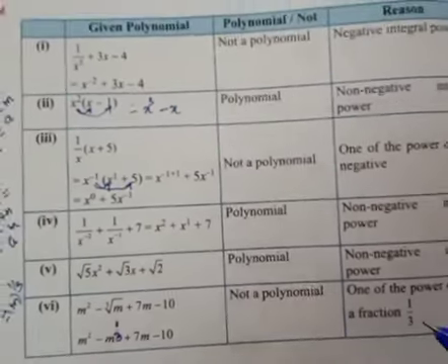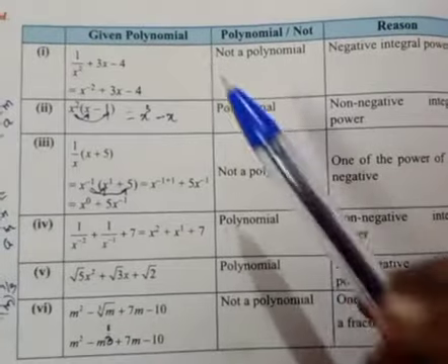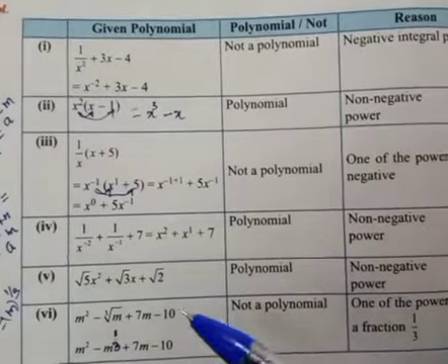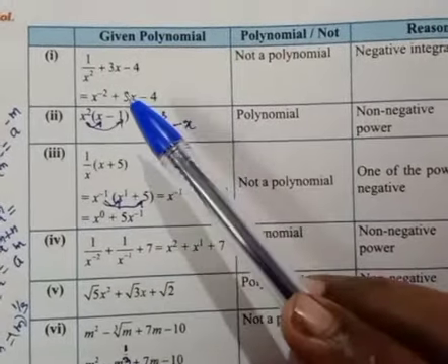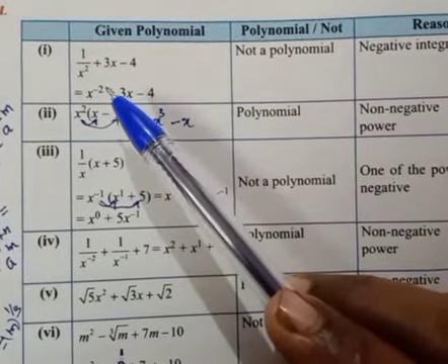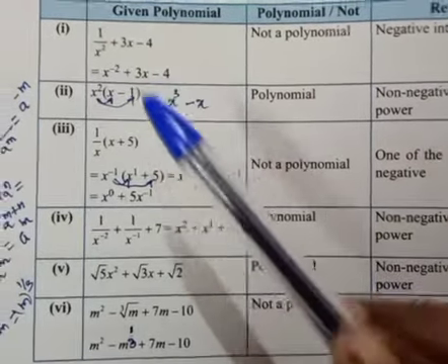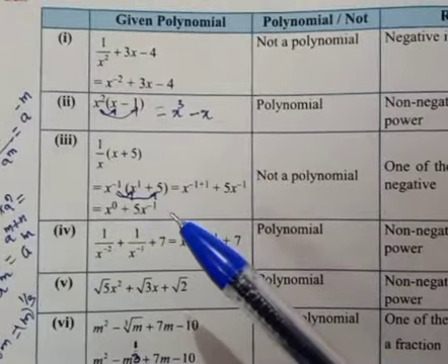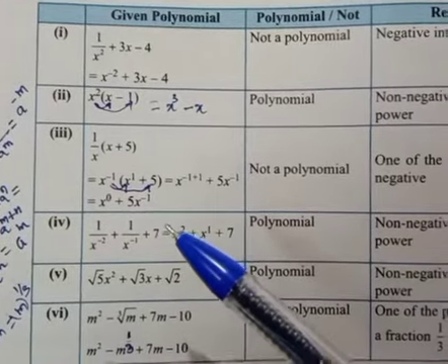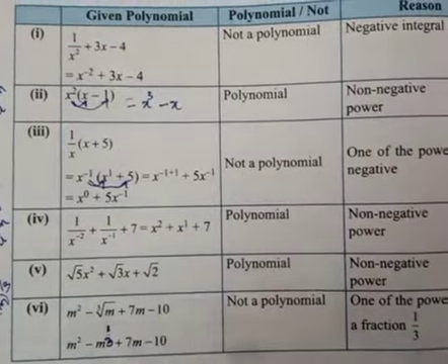Listen students, for a given polynomial, you have to check their powers. Suppose the powers are negative or a fraction, that is not a polynomial. Otherwise, we have to consider that it is a polynomial. Okay students?